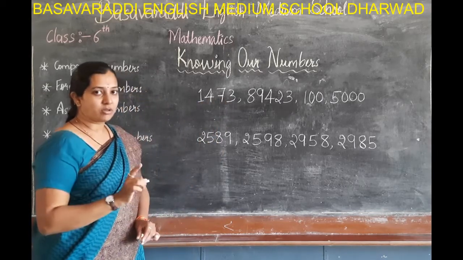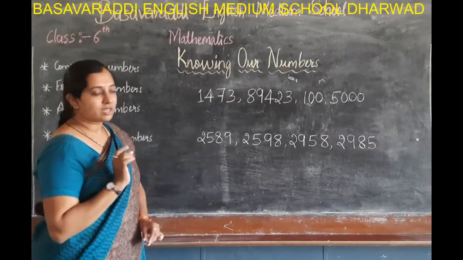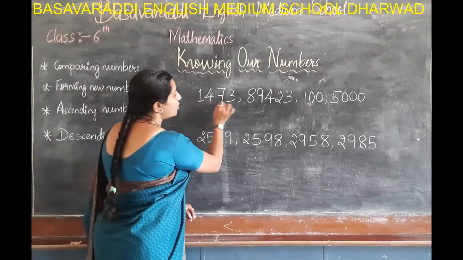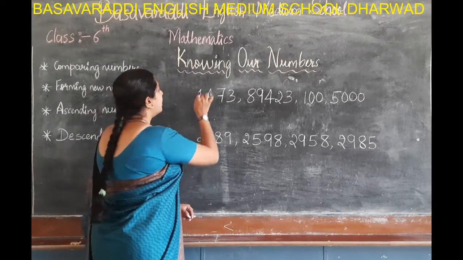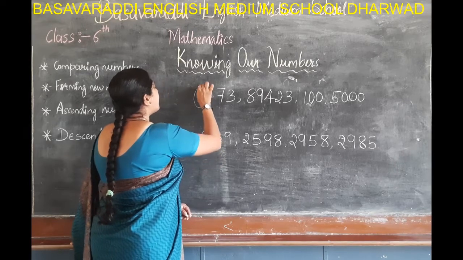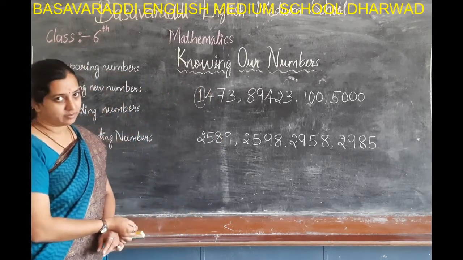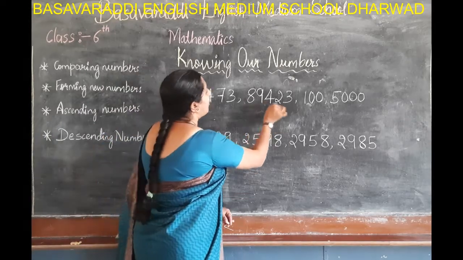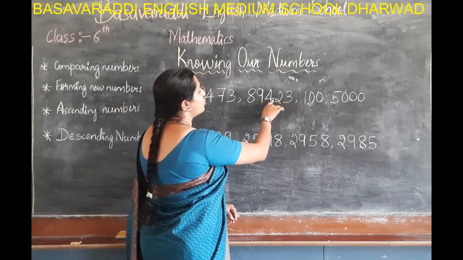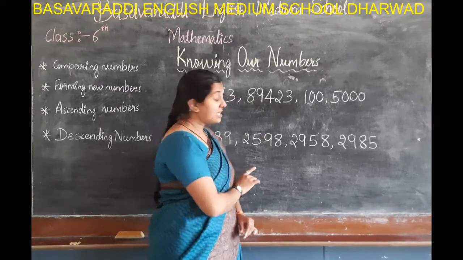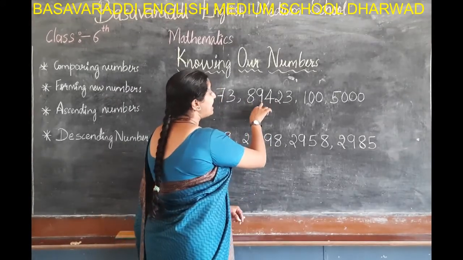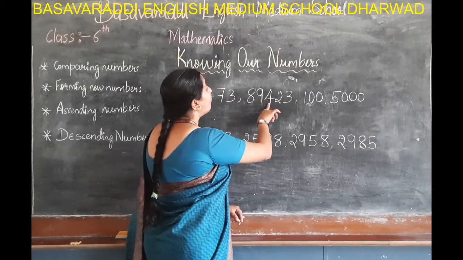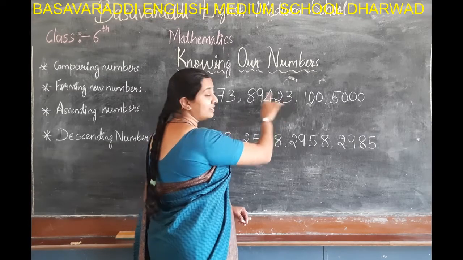1473. Now it is a 4-digit number, correct? In thousands place we have 1, correct? We'll go to the next number. How many digits we have? 1, 2, 3, 4 and 5. 5 means it is 89,423.